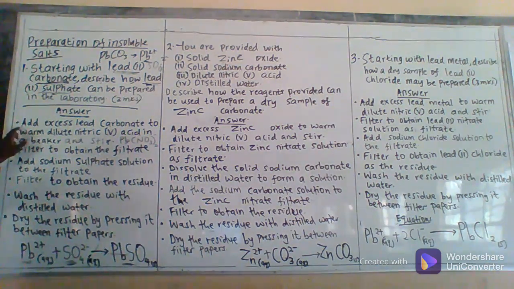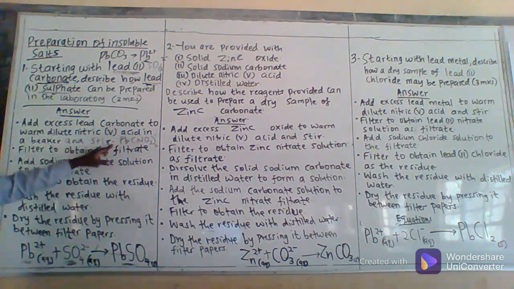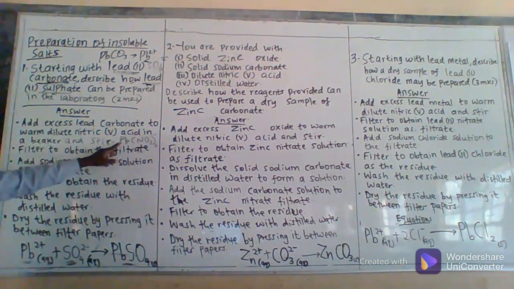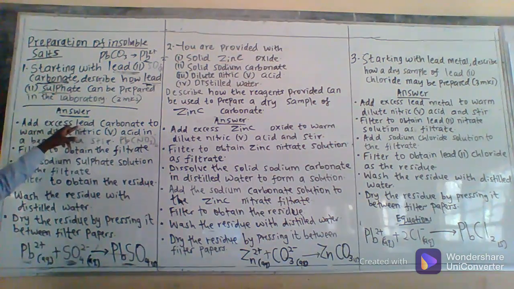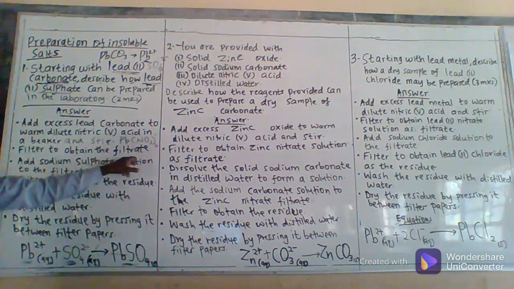We add excess lead carbonate to warm dilute nitric acid in a beaker and stir. During this reaction, lead carbonate is going to react with dilute nitric acid to form lead nitrate, carbon 4 oxide, and water. The next thing will be to filter to obtain the filtrate, and the filtrate is lead nitrate solution. The main reason for filtering is to remove unreacted lead carbonate. The filtrate is what you want, a lead nitrate solution.